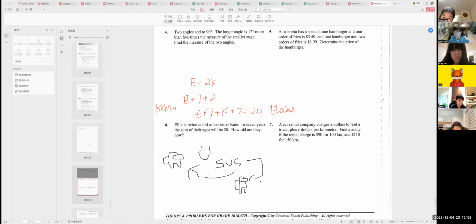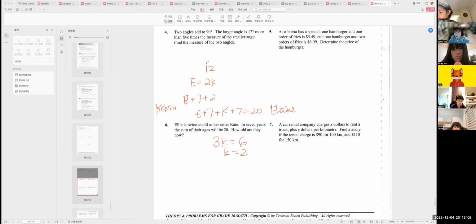3x plus 14 equals 20, isn't it? Yeah, so x equals 2. Yeah, so 3k equals 6, so k equals 2. So Katie is 2 years old, and Elaine is 4 years old.